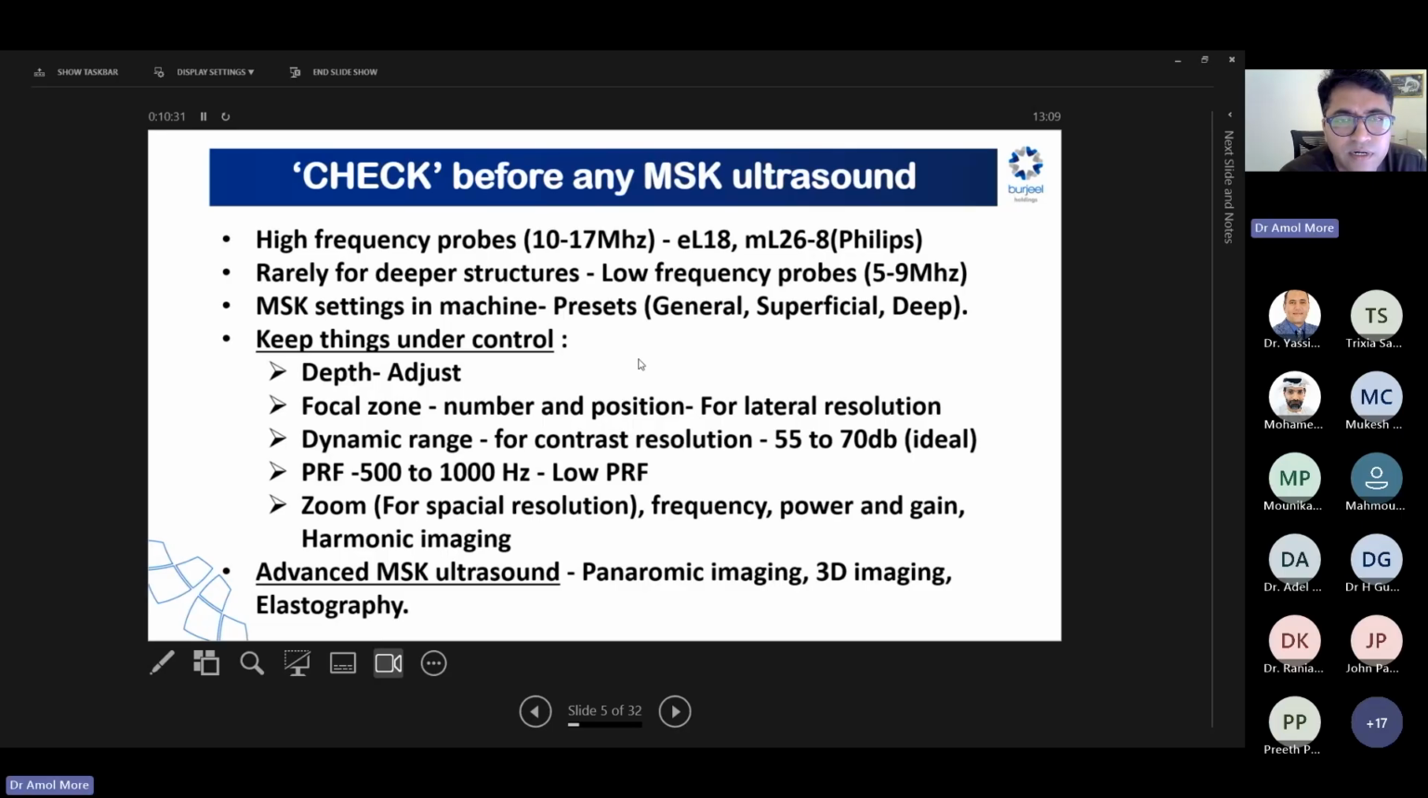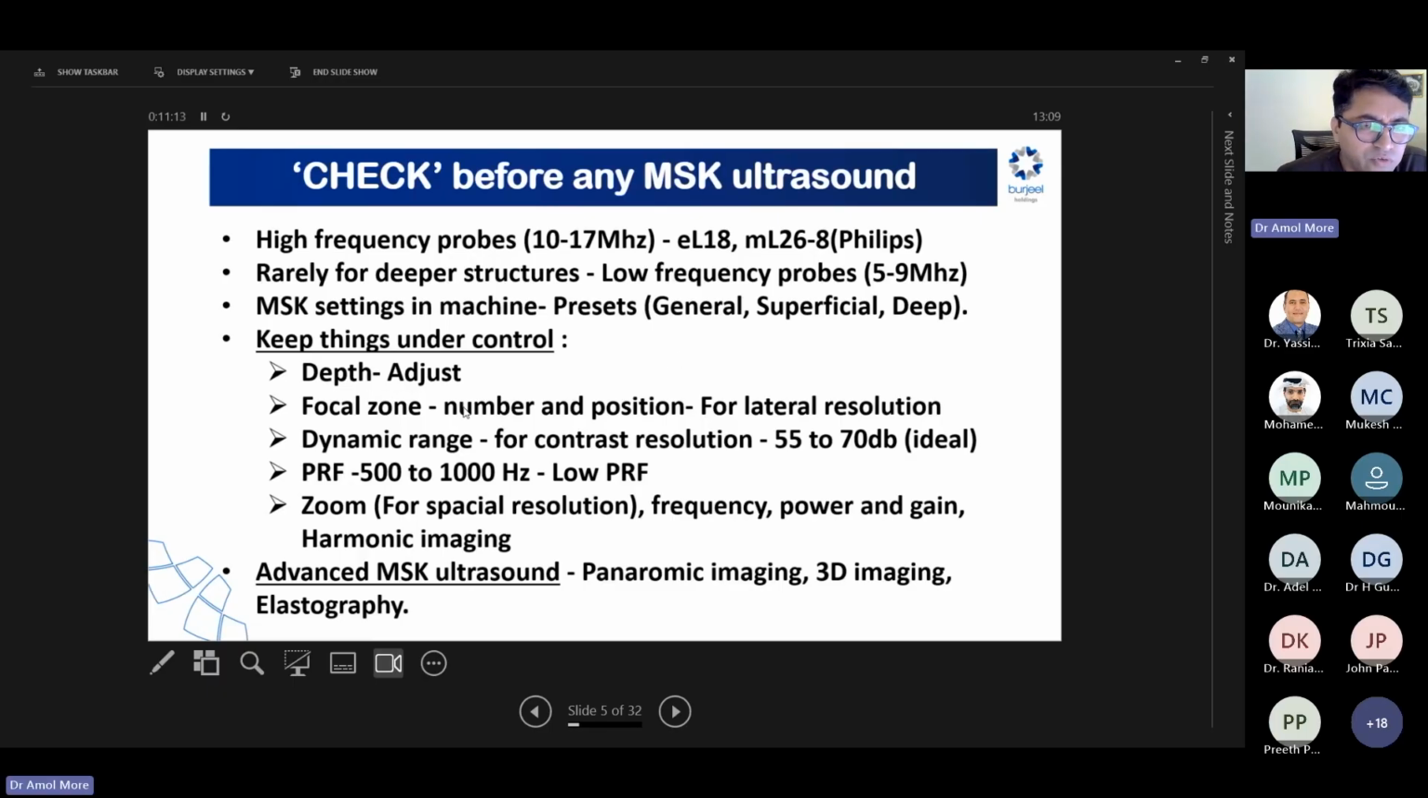Rarely, we use convex probes for the deeper structures, which are 5 to 9 megahertz. And if you keep your presets ready on your machines, like we have abdominal presets, in the same setup you should have your musculoskeletal presets ready so that your efficiency for doing MSK ultrasounds will be more. Whether you want to assess the general MSK, the superficial part, or the deep part, you can get your application specialist's help and make your presets ready on your machine. That will be more helpful for your day-to-day practice.